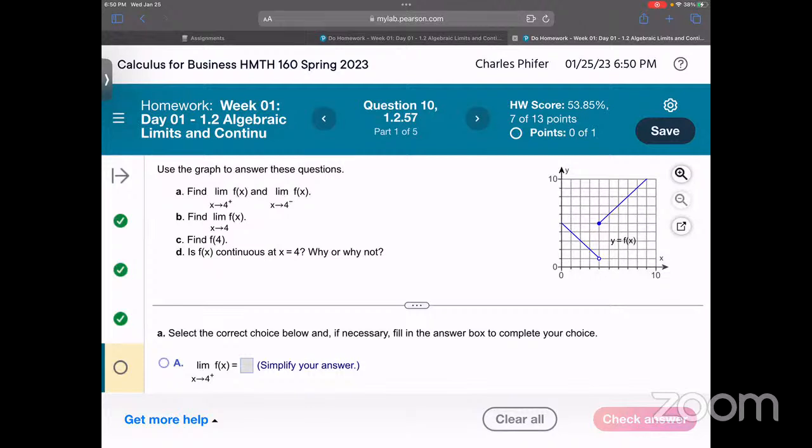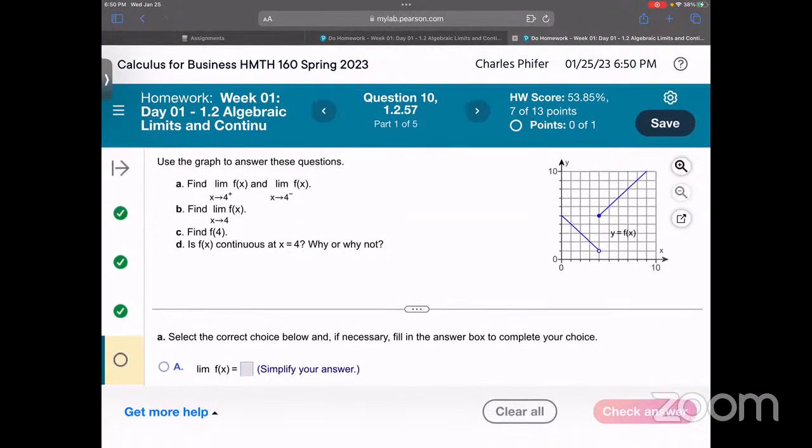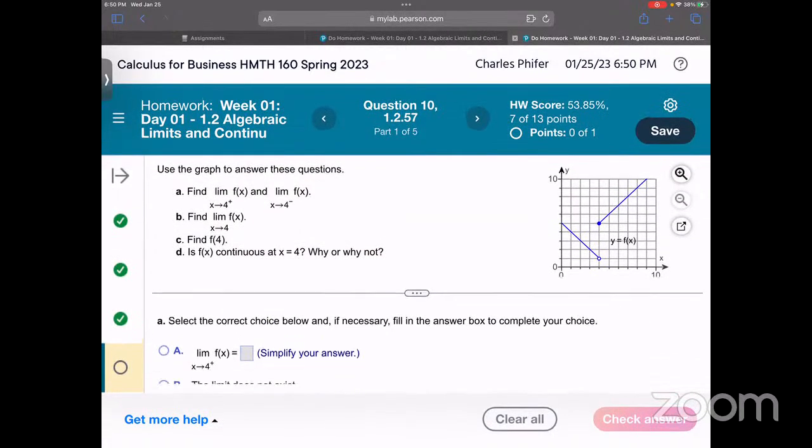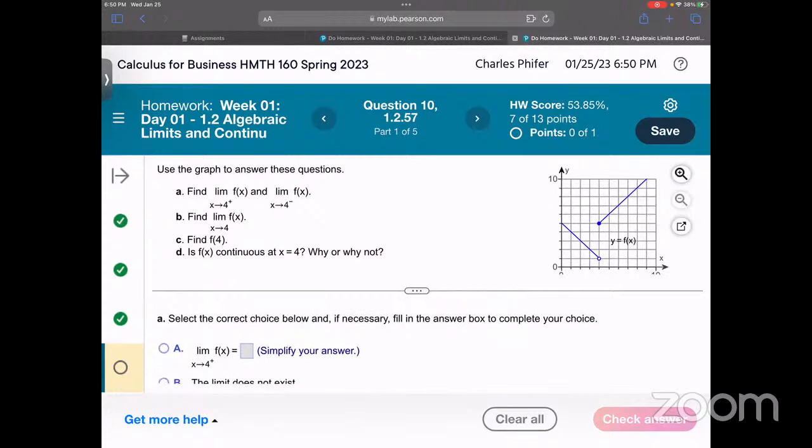So use the graph to answer these questions. Find the limit as x approaches 4 from the left and the right, and so on. Okay. So the limit as x approaches 4 coming from the right. Let's go back. Where is it? We can't see. Okay, I see it now. So as x approaches 4, coming from the right, our y values are 1, 2, 3, 4, 5, it looks like. So as this function approaches 4 coming from the right-hand side, y values are approaching 5. Okay, so I'm going to put 5.